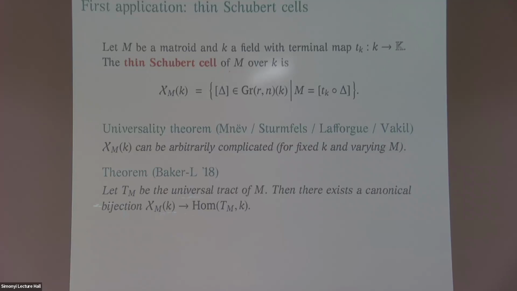Okay, here is a statement. We take the universal tract, so it should be T_M, a typo from before. Then there exists a canonical projection of this Schubert cell onto the homomorphism space from the universal tract into K. So the universal tract knows about these Schubert cells. That's all the information in there. It's nice to have the theorem, but it's also bad news, which means this universal tract can be as complicated as possible, and it's maybe not so useful.